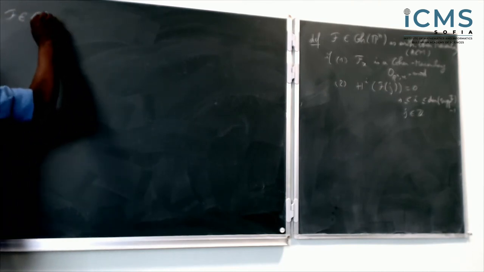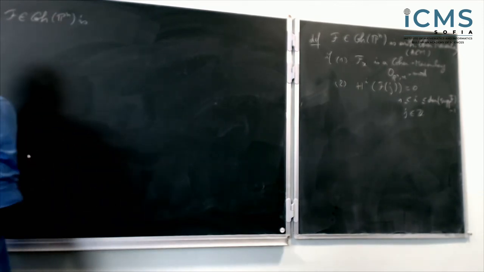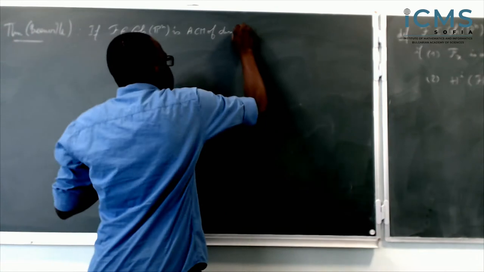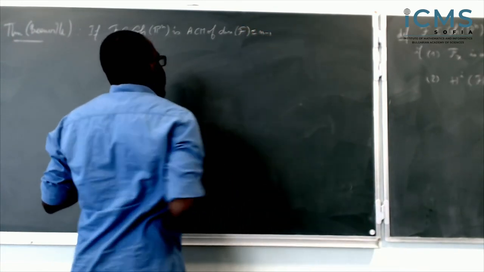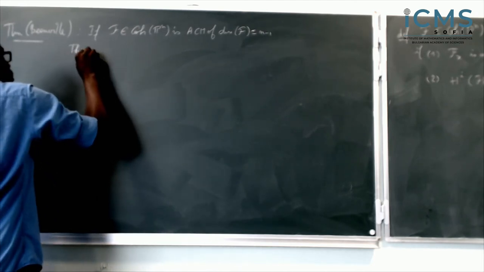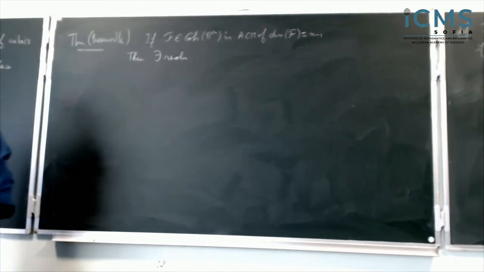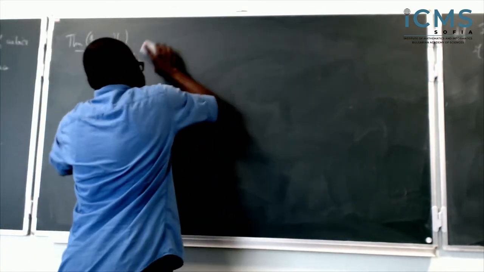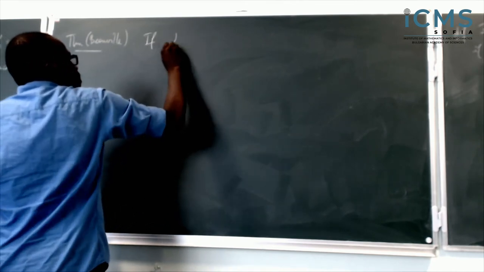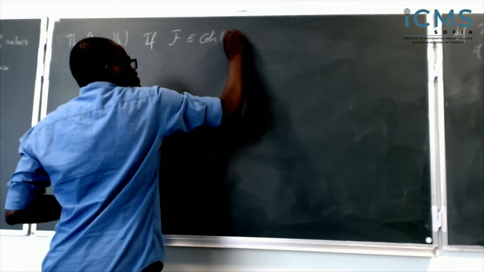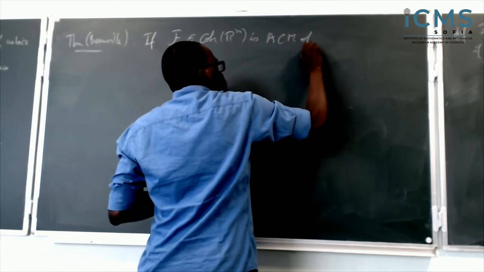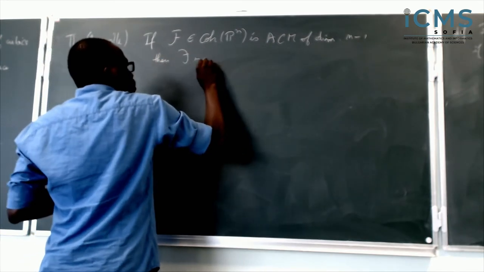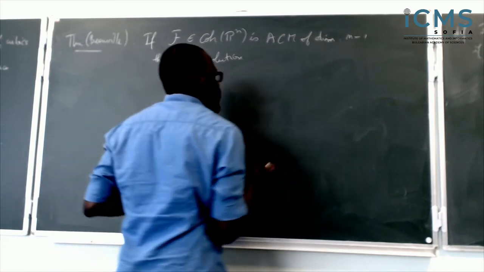Given a coherent sheaf that is ACM of dimension n, by dimension of the sheaf I mean the dimension of the support, then there exists a resolution. There is a resolution, and it takes this form.